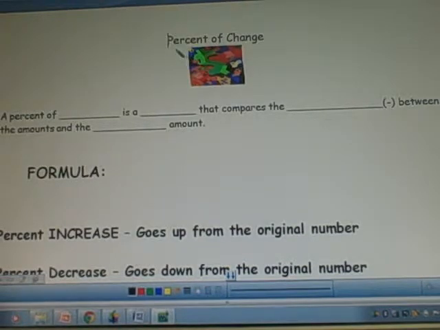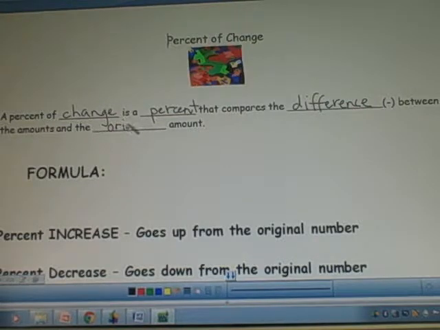Today we're going to be learning about percent of change. Percent of change is another form of a proportion that we can use to figure out the difference between two numbers. So basically, a percent of change is a percent that compares the difference between two amounts to the original amount.